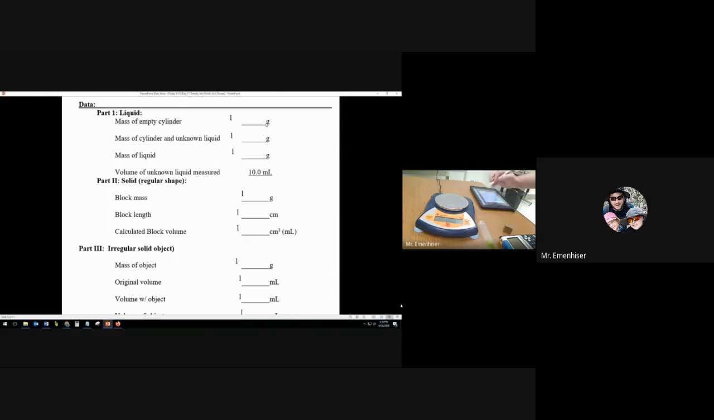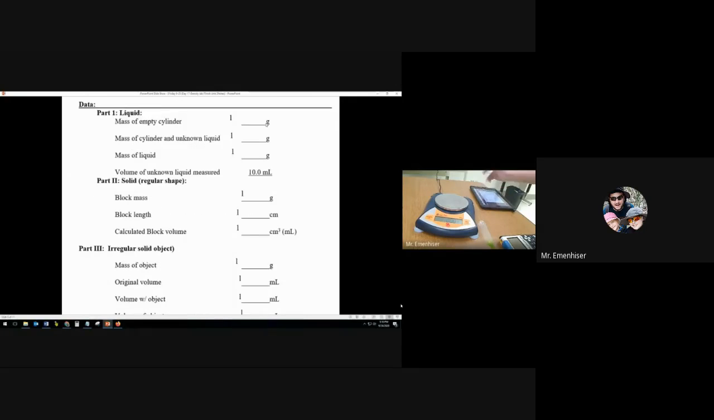Okay. So for part 2, we're going to measure the length of one of the sides of the block using a centimeter ruler to the nearest tenths place. And then we're going to calculate the volume of the block. Volume is equal to the length times the length times the length. The unit will be cubic centimeters. And then we're going to measure the mass of the block. And that will give us the density.